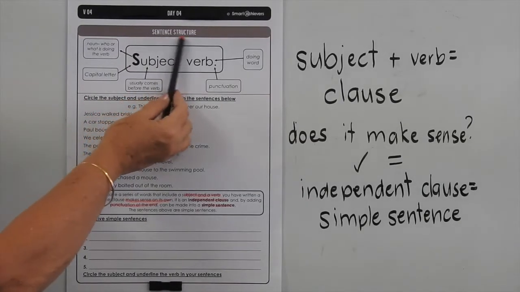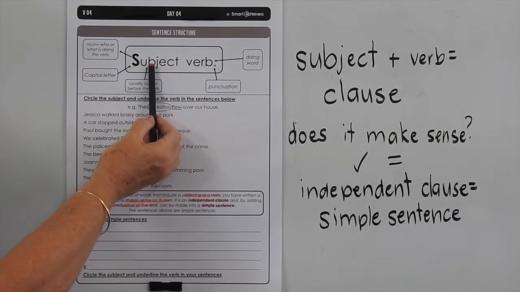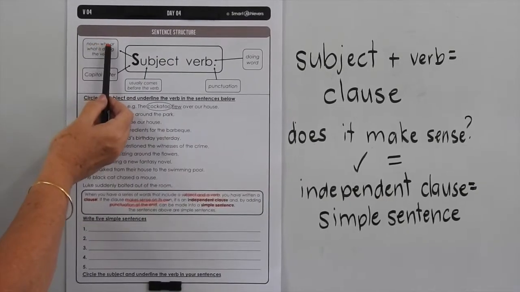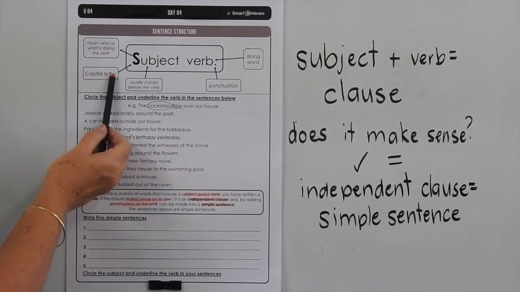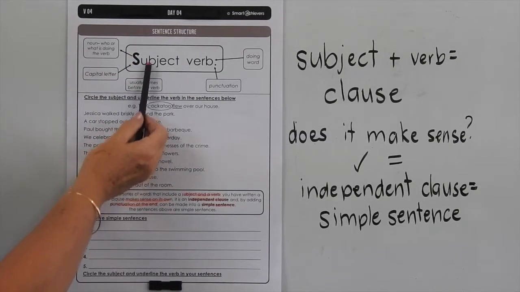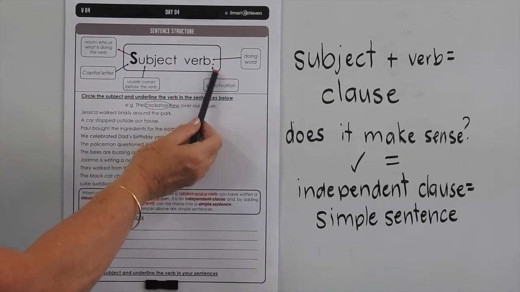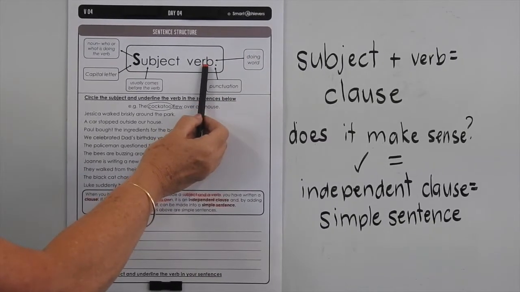Today we're working on sentence structure. So in a sentence we often have a subject, then the verb. So the subject is a noun and it tells us who or what is doing the verb. It always starts with a capital letter. Any sentence starts with a capital letter. And the subject usually comes before the verb. We have to remember to put the punctuation at the end, and the verb is the doing word.